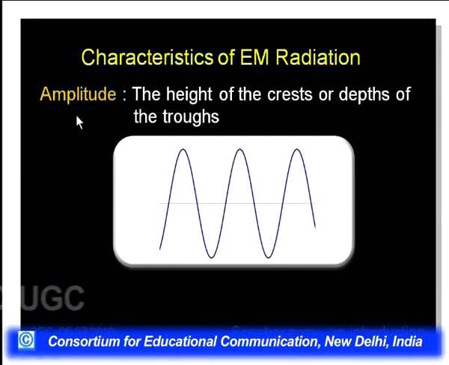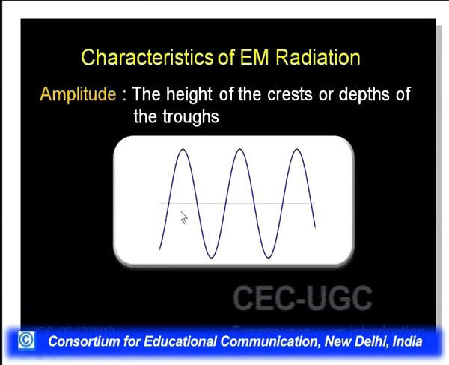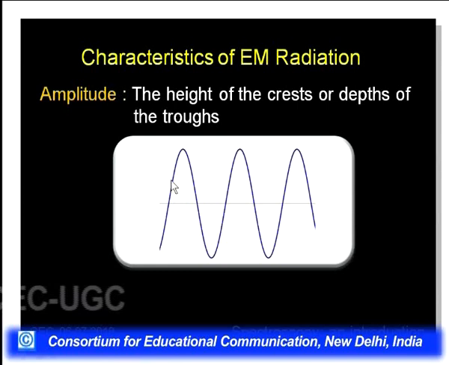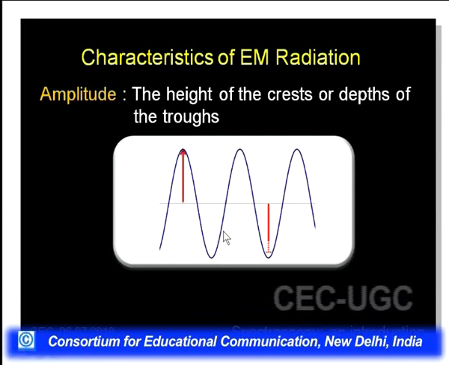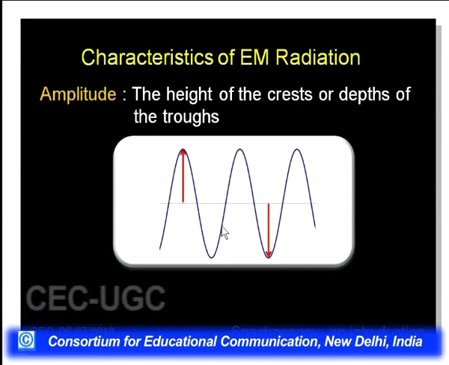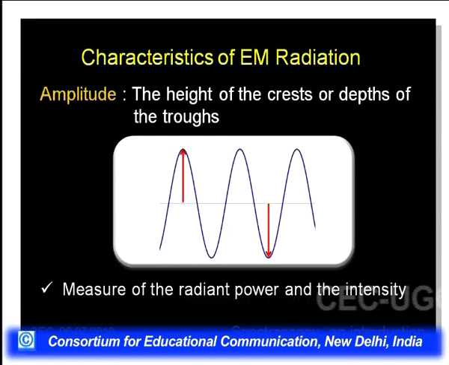The first one is amplitude. Amplitude is defined as follows: you know that there's a wave moving like this. In a wave, there are crests here and troughs over here. The height of the crest or the depth of the trough, both are taken to be the amplitude. And essentially, the amplitude of a wave is a measure of the radiant power and the intensity of the wave.